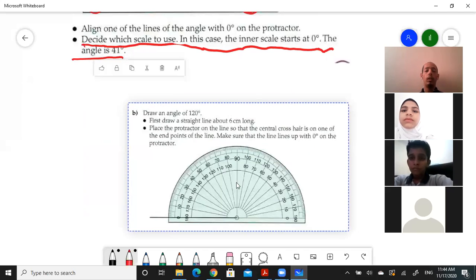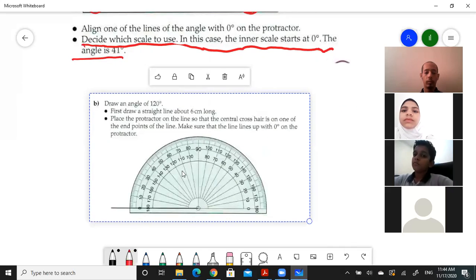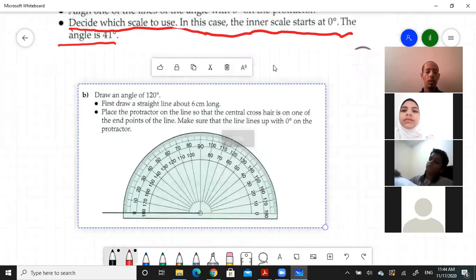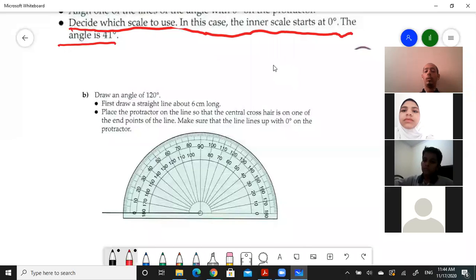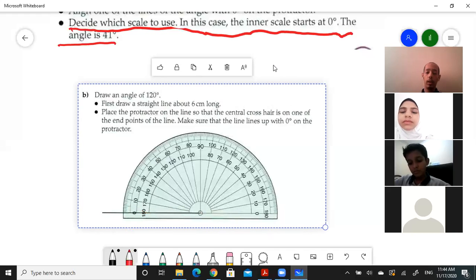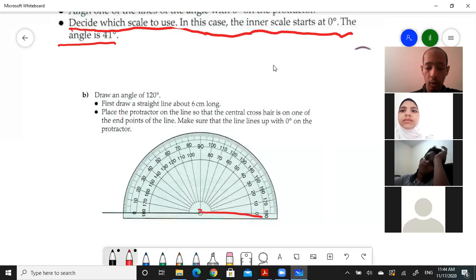Draw an angle of 120 degrees. First, draw a straight line about 6 centimeters long. Make a straight line like this. After that, take the protractor and place it, aligning one of the baselines, the right or the left, with the line you have drawn.